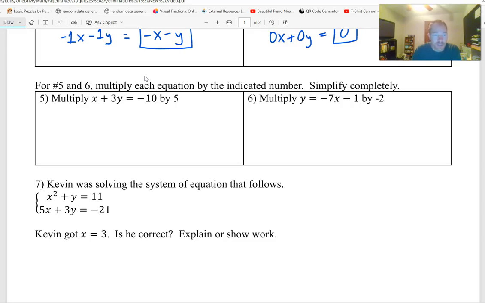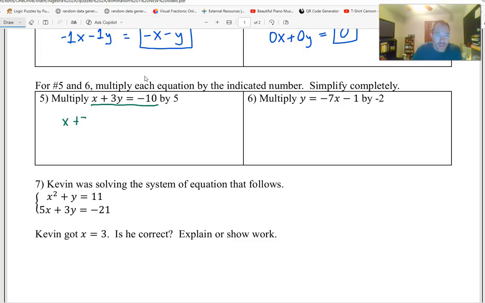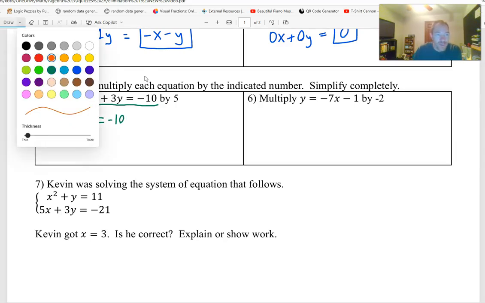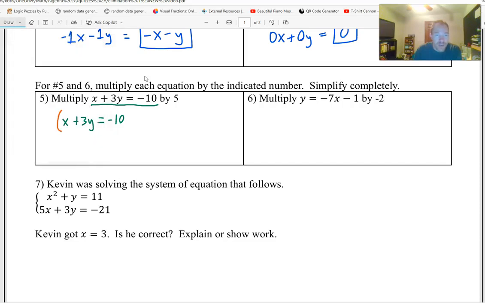So here's our equation, x plus 3y equals negative 10. We're supposed to multiply that equation by 5. The way a lot of people will do the work, they'll put the entire equation in parentheses and then put whatever they're multiplying by, in this case a 5, outside the parentheses. So this is pretty much the distributive property. Technically, I don't know if it's the distributive property, but everything's going to get multiplied by 5.